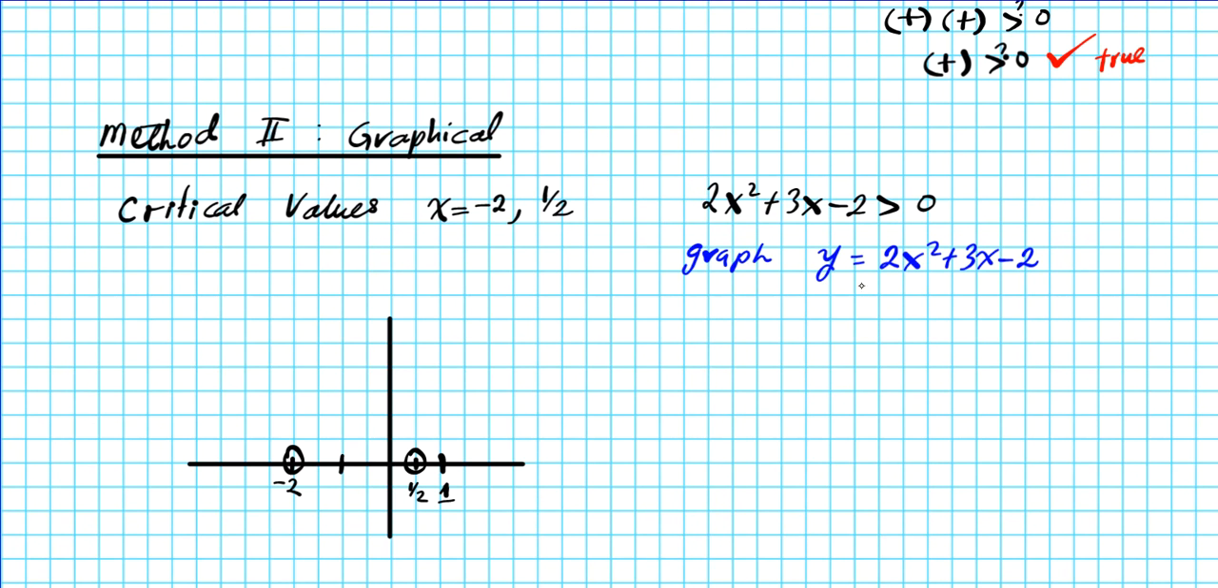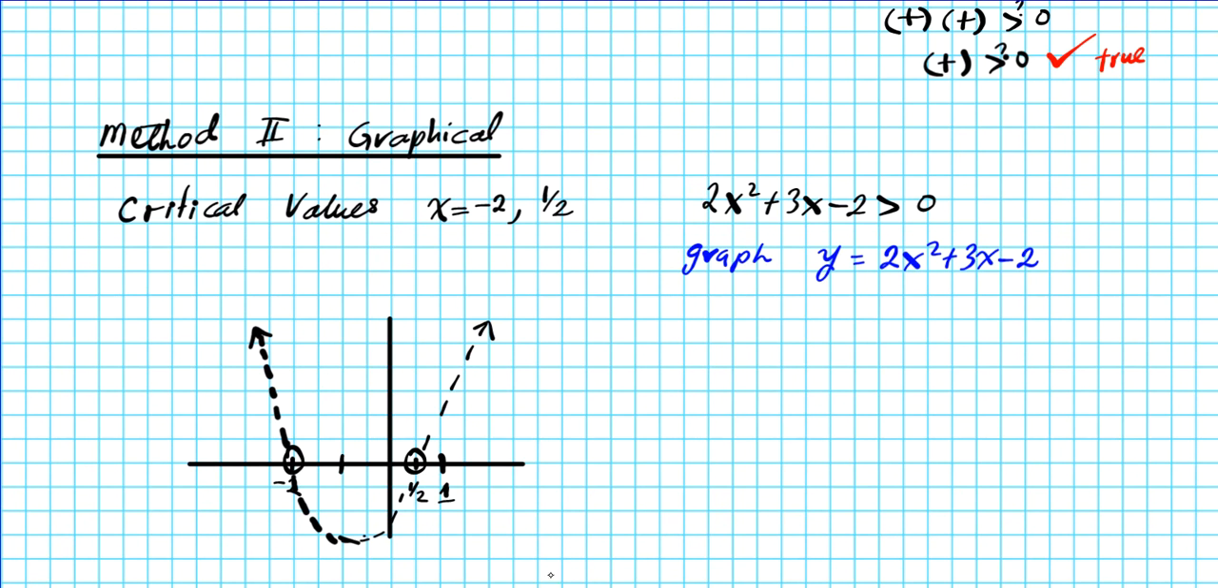Okay, so if you graph this function, we know that a is equal to 2, which is greater than 0. So that means that our parabola opens up. Okay, so we have our parabola looking something like this, opening up, and then this one something like that. Let me fix this real quick.